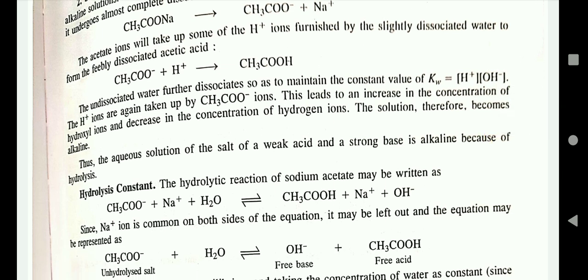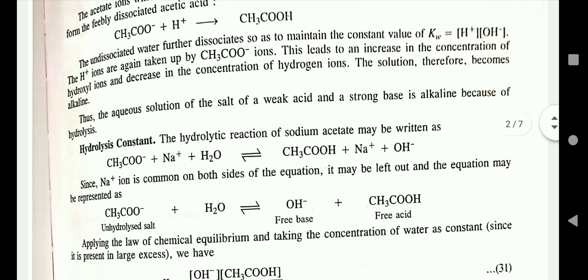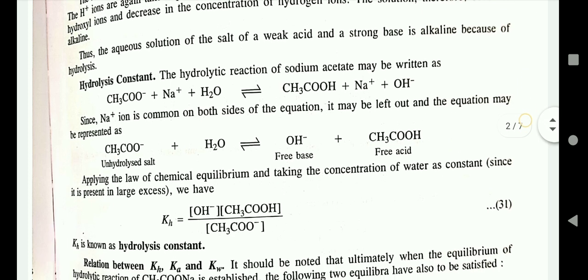The undissociated water further dissociates so as to maintain the constant value of Kw, equal to the concentration of H+ times the concentration of OH-. The H+ ions are again taken up by the acetate ions, and this leads to an increase in the concentration of hydroxyl ions and a decrease in the concentration of hydrogen ions. The solution becomes alkaline. The aqueous solution of the salt of a weak acid and a strong base is alkaline because of hydrolysis.